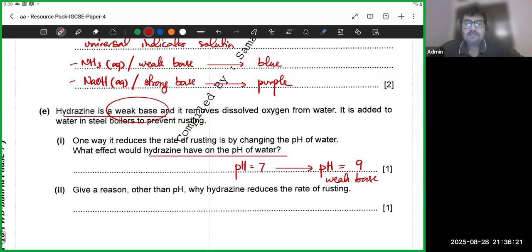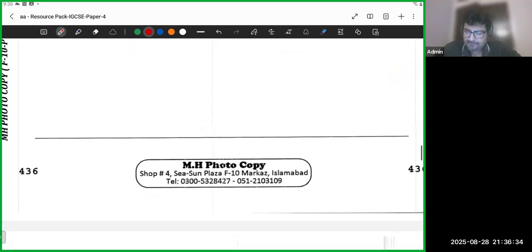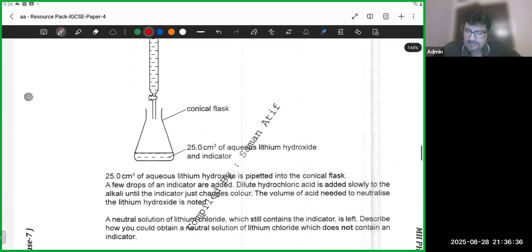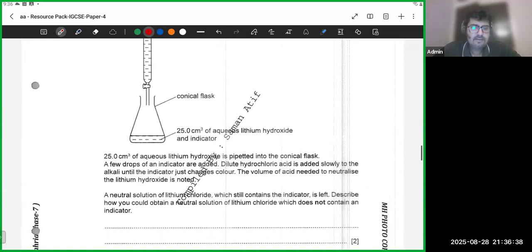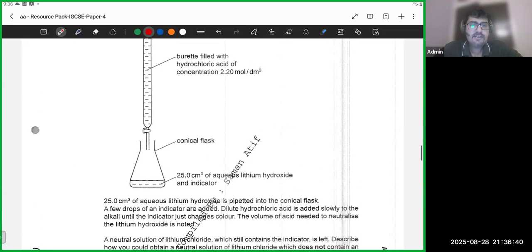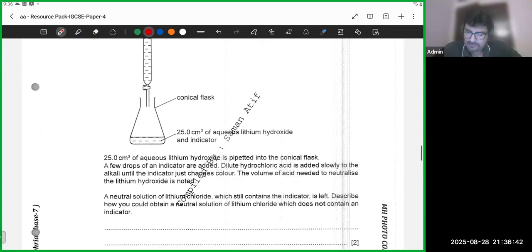Give a reason other than pH why hydrazine reduces the rate of rusting. Oh, that's a totally different chapter. We'll do that in metals. But I think there's a titration question. Okay, so you got this one.